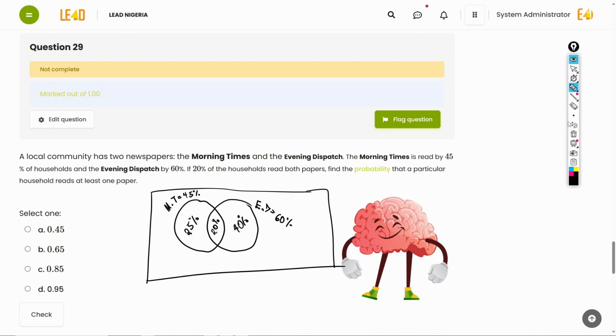Now we're asked to find the probability that a particular household reads at least one paper. At least one paper means those that read only MT, those that read both of them, and those that read only ED, because at least one means one or more, right? So that would be 20 plus 25 plus 40. That's 85%, or what? 0.85. So 0.85. That's C.